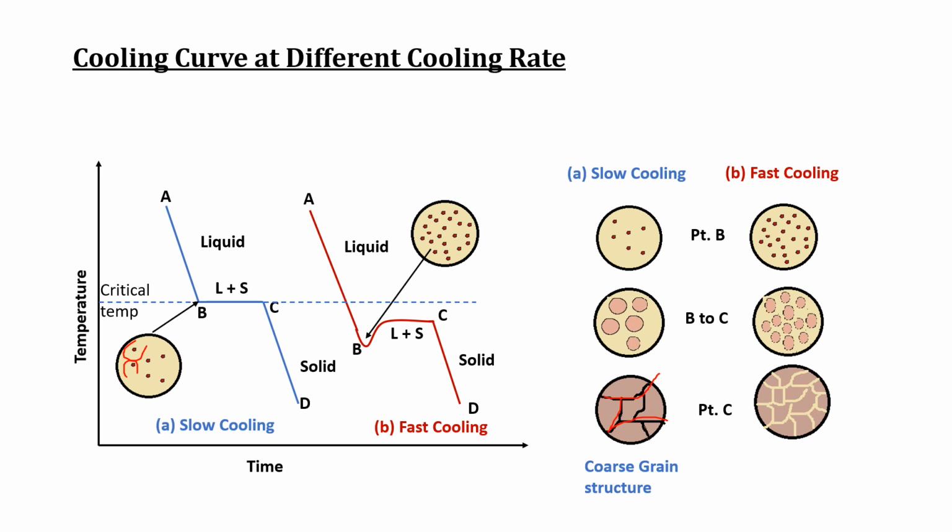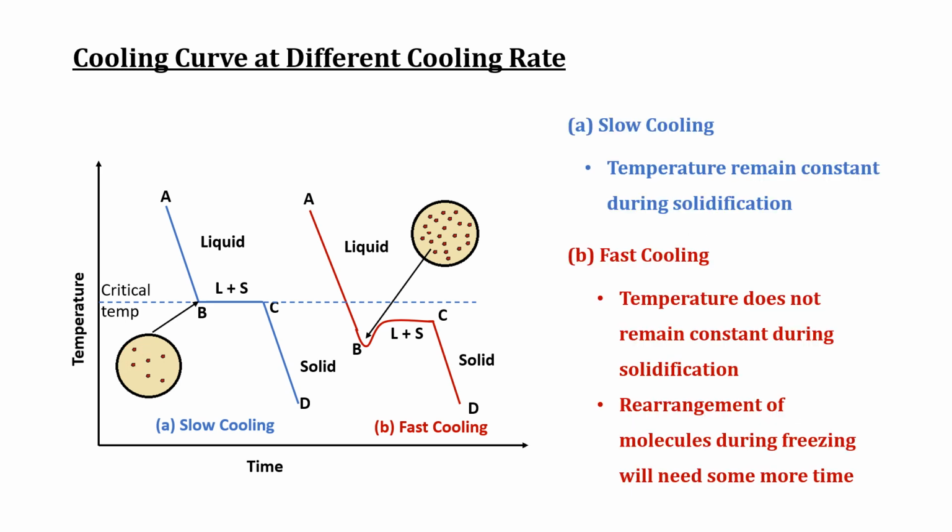Therefore, in slow cooling, a coarse grain structure is obtained, and in fast cooling, a fine grain structure is obtained. So this is one of the differences between the slow cooling rate and the fast cooling rate. We will get different microstructures. At a slow cooling rate, we will get a coarse structure, and at a fast cooling rate, we will get a fine structure.